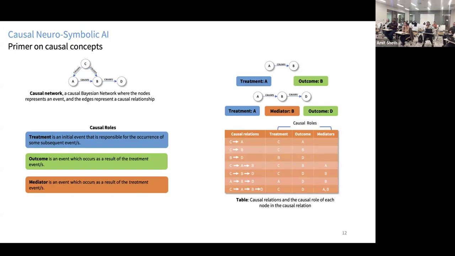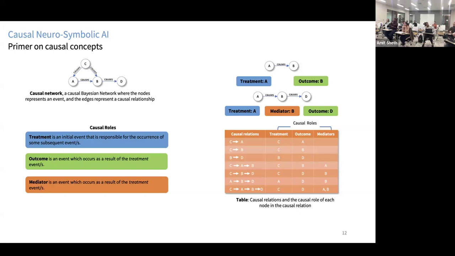So A happened and then B was the outcome of it. If you look at the second figure there, where A causes B causes D, A is the first node, so A is the treatment node. B is a mediator because that is an intermediary step between the treatment and the outcome, and D, which is the final node, which is hence obviously the outcome.